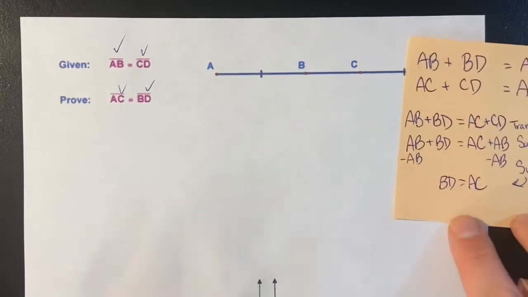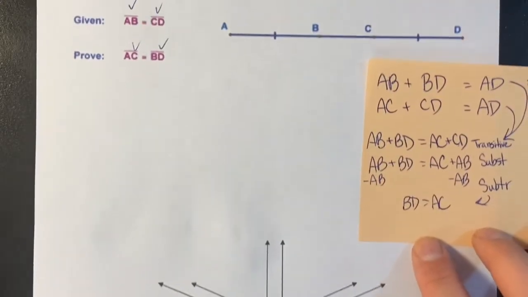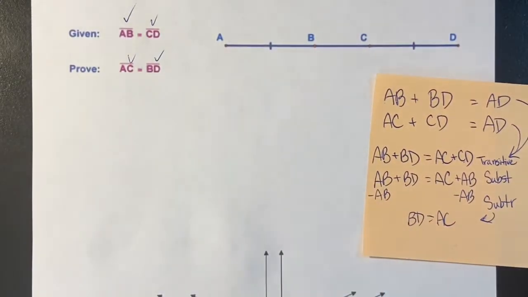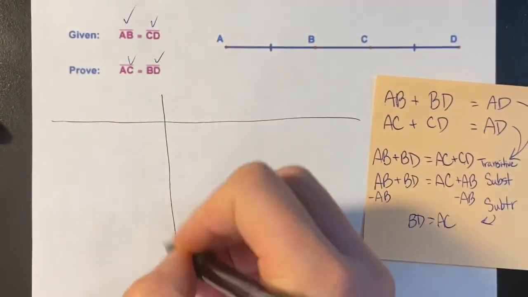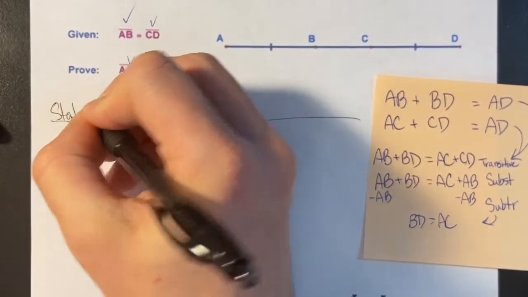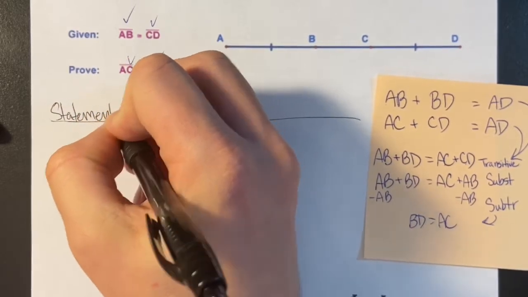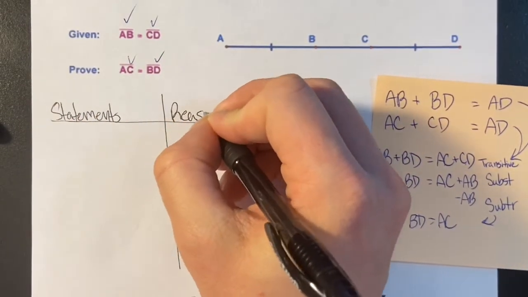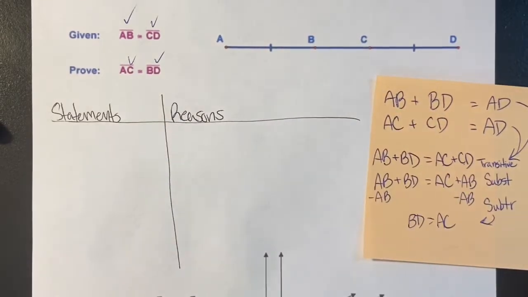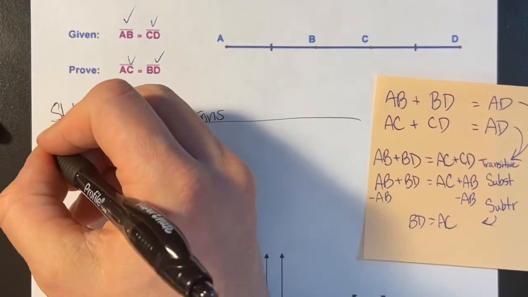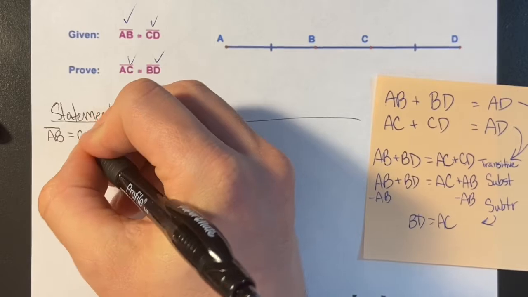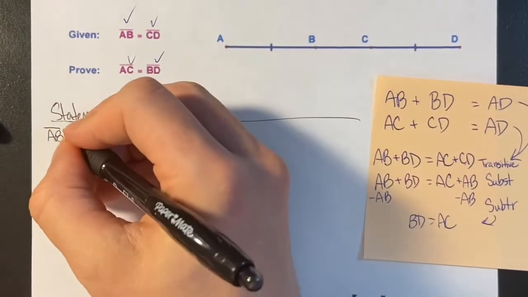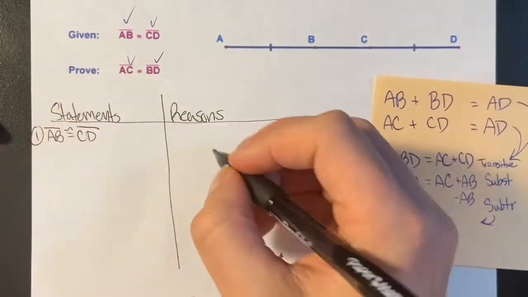So let's all put it together. Let me see if I can make it all fit. Statement. Reasons. All right, so statement number one is my given. Always my given. AB is congruent to CD, and that's my given.